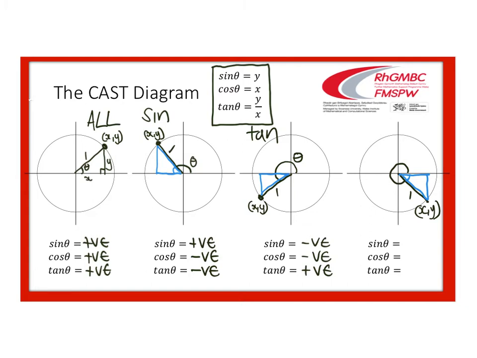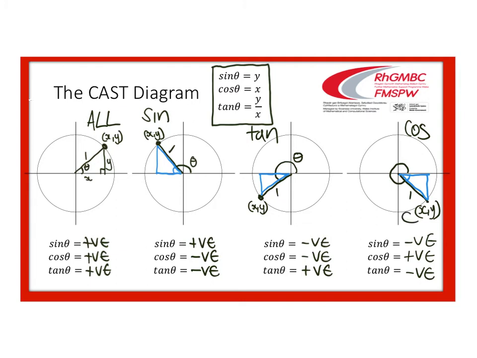And then finally, the fourth quadrant, we have that sine theta, y is below the x-axis, so it's going to be negative, and x is to the right of the y-axis, so it's going to be positive, and a negative divided by a positive will be negative, and so that we get cos. And so we get the cast diagram in the fourth quadrant.